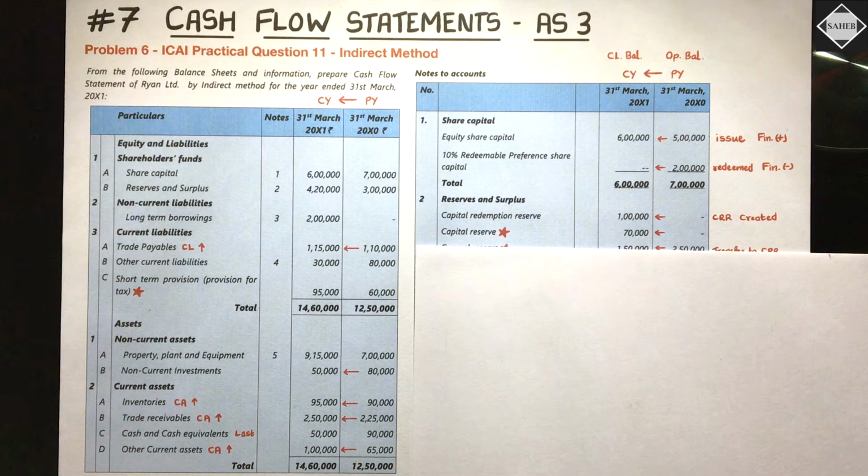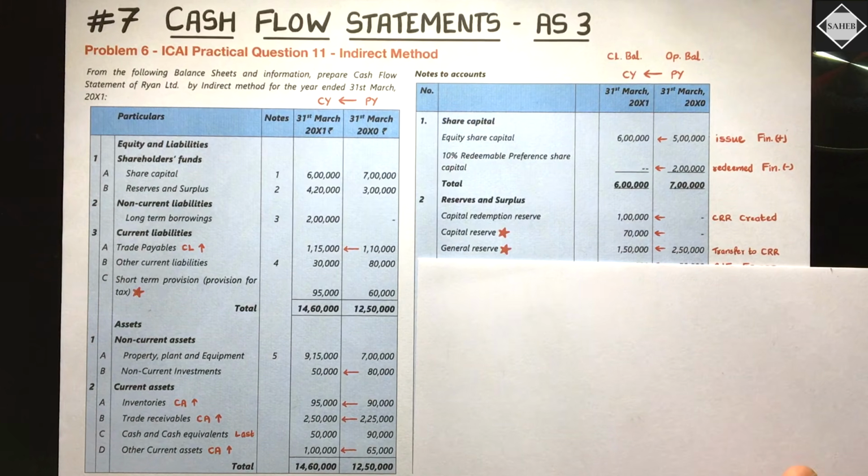We'll prepare the working note and the ledger account, and we'll see. We'll just star mark it right now. Okay, next we have general reserve. What has happened with general reserve?